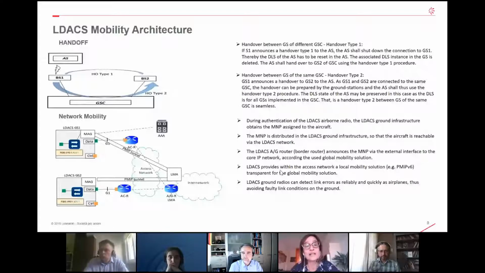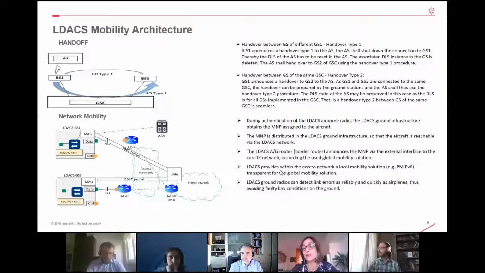The second kind of mobility that is defined, network mobility, is related to mobility that impacts different LDACS subnets.